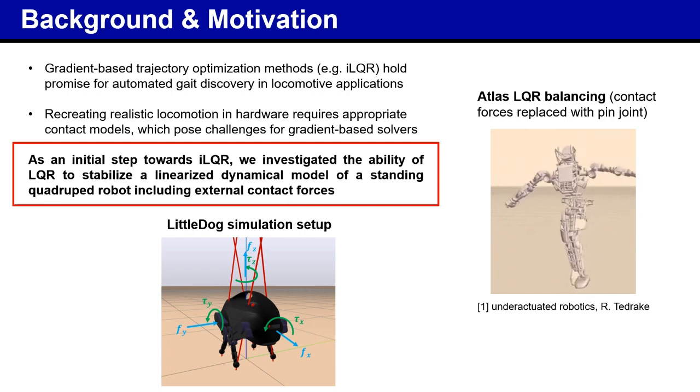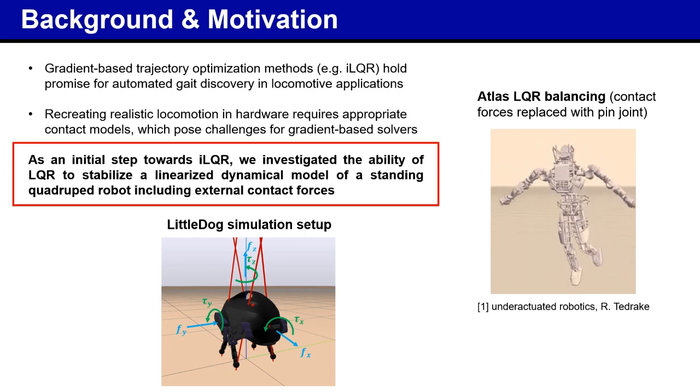Gradient-based trajectory planners, unlike hybrid contact techniques, do not require an explicit definition of the mode sequence for locomotion planning. However, high-fidelity contact models can pose challenges for these solvers. One way to investigate the feasibility of gradient methods on a robot is to apply stabilizing LQR.